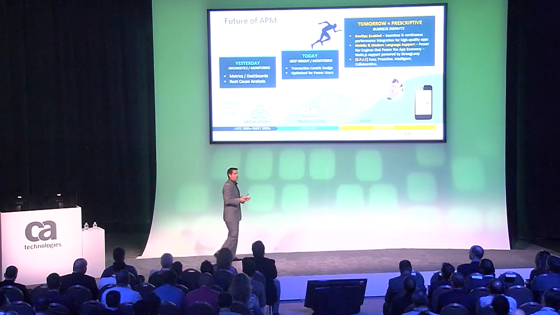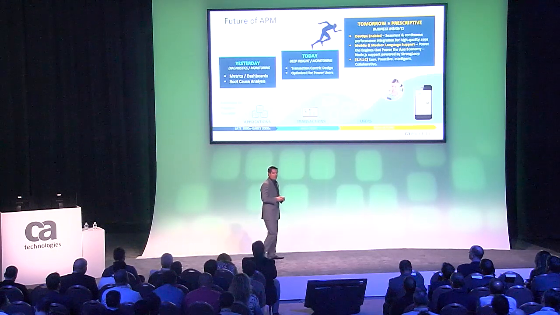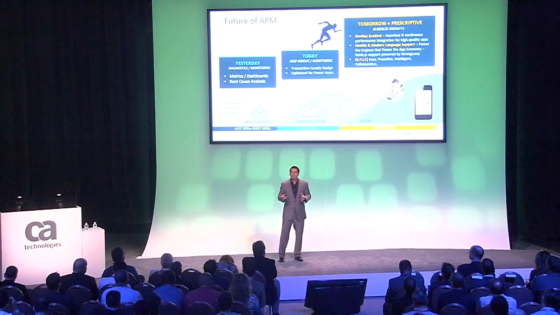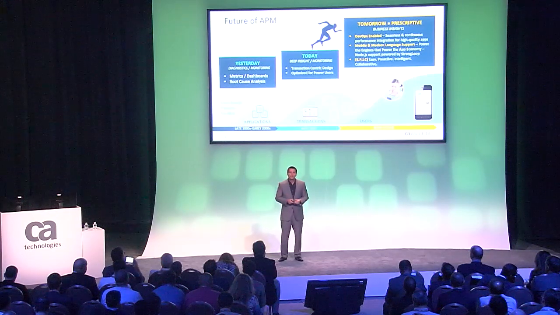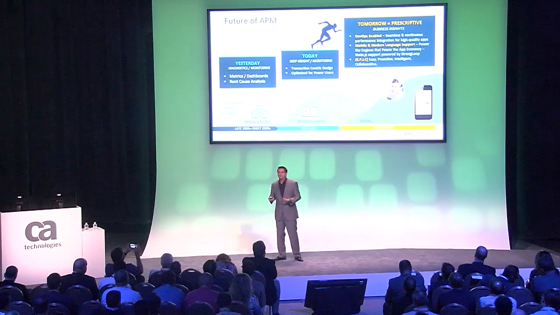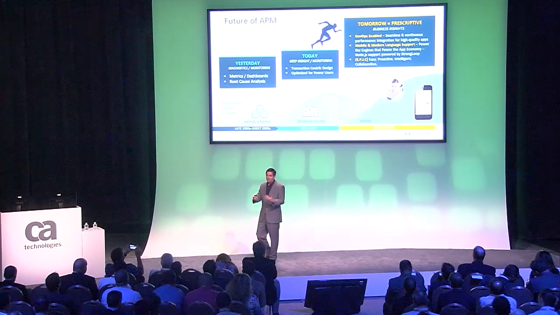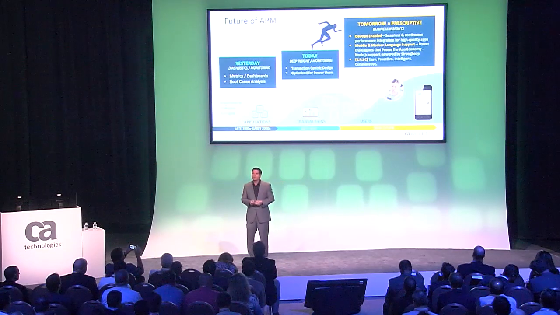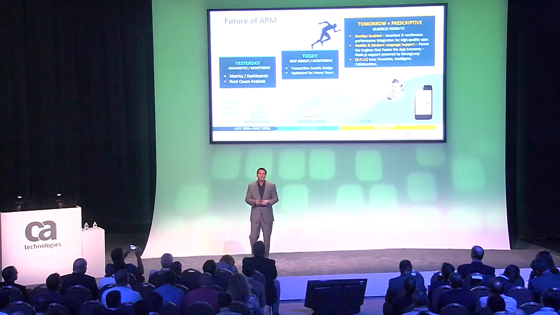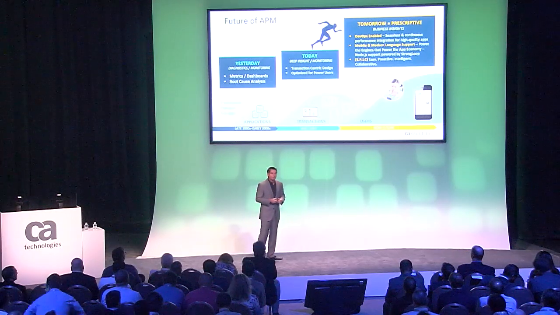So the future for APM tools, as a result of this, is they need to be much more prescriptive and less descriptive. The tools need to be more proactive in terms of being able to provide you with preemptive alerts of when there's about to be a problem, and also be able to prescribe to you what changes your IT operations staff need to make.